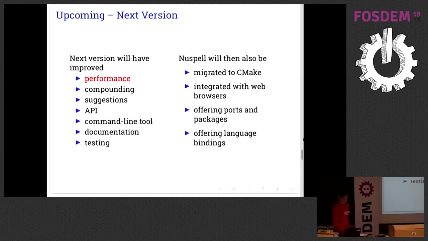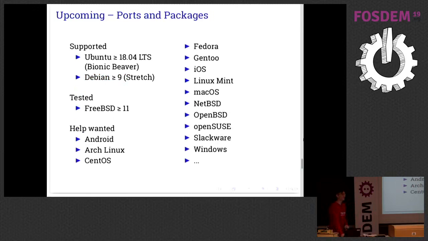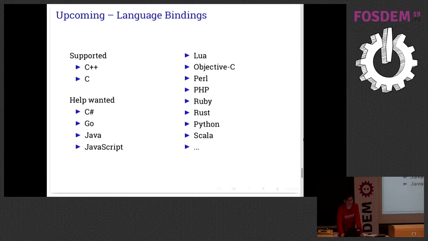Some other stuff we're going to do is migrate to a CMake build system and make it more available, because now it's in our development environment. We can build it, everybody can build it, but in order to really install it as a package on your distribution, some more work has to be done. And therefore at FOSDEM, we're going to see if people are interested in helping us out, because we would like to port to these platforms and packages, and also add these language bindings in order to enable everybody to use Nuspell.